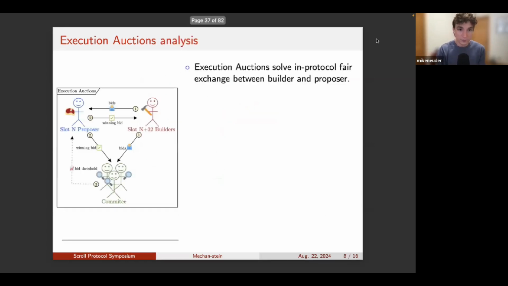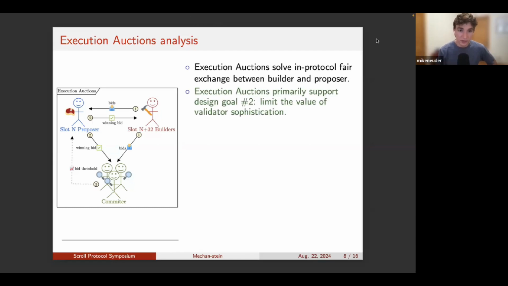Right. So to quickly run down a quick analysis of execution auctions, again, they solve this fair exchange problem. The fair exchange is slightly different here in that the auction is selling an object that is just a future slot rather than a current slot. But apart from that, the exact same kind of analysis plays out.